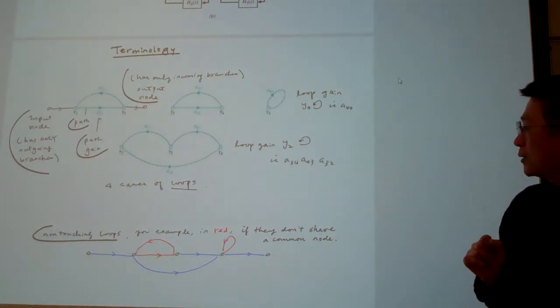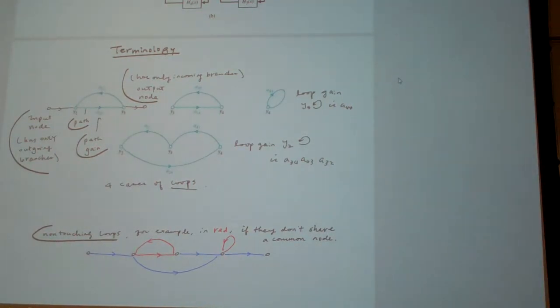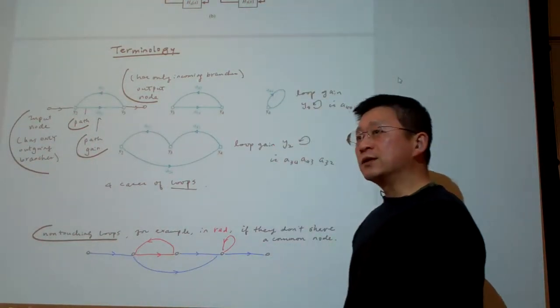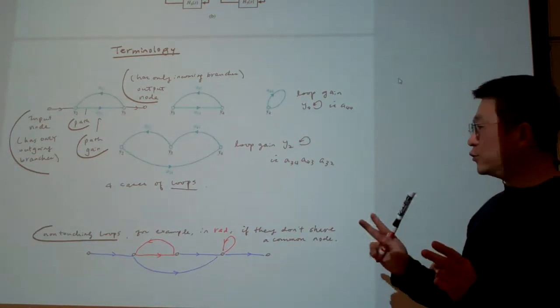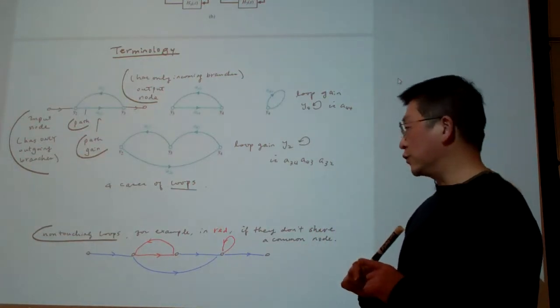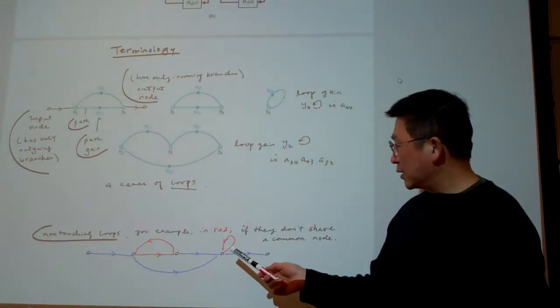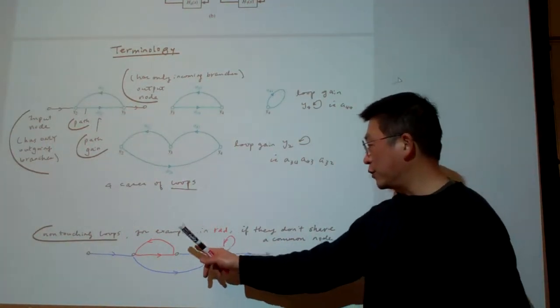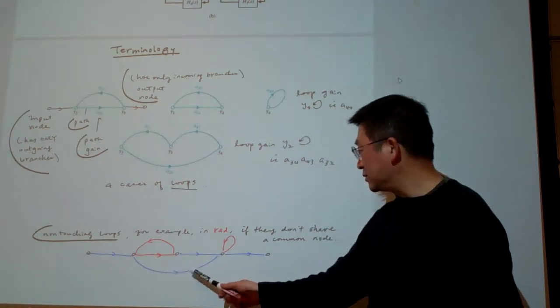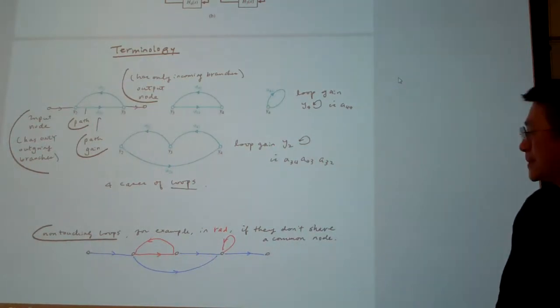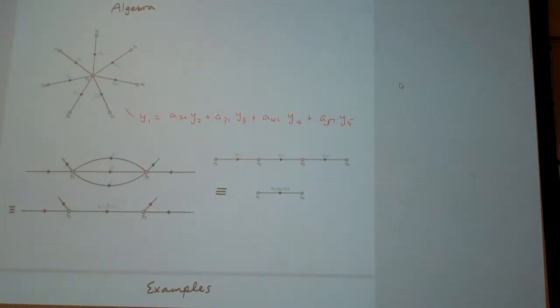For here another important thing is what we define as non-touching loops. Non-touching loops means any two loops that do not share any common nodes. For example, in this case, this loop and this loop are not touching because they don't share anything. Keep those things in mind, then we'll begin to work on the algebra.